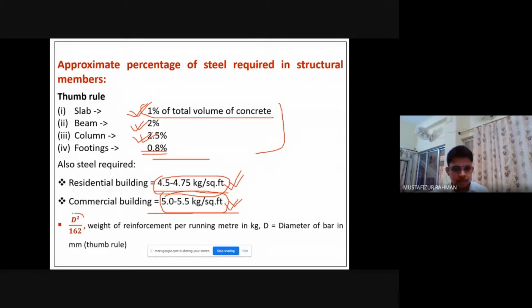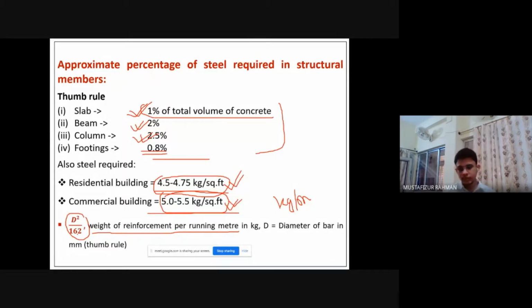Then this is a formula that we should remember. This formula is used for finding out the weight of reinforcement per running meter, in kg, so kg per meter. Now, if I want to find out the weight per running meter for a 16 mm diameter bar, for example, I will put 16 square divided by 162, whatever is the value, that is kg per meter for a 16 mm diameter reinforcement bar.